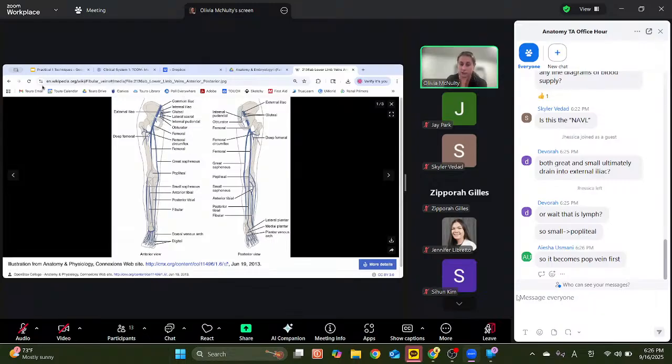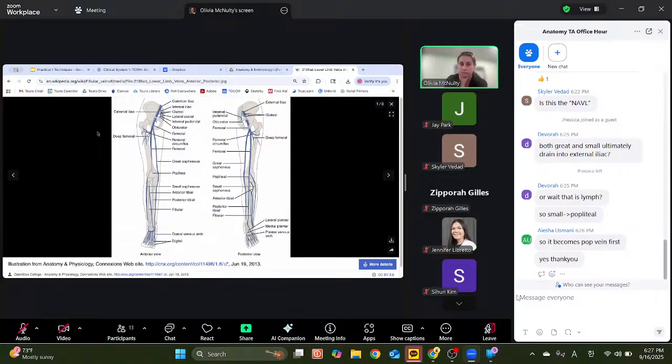Yes, it should become popliteal vein first. Yep, so you can track it right here. You see it going kind of into the popliteal and then going into the femoral. Yes. Is that good for venous supply? Great. Okay. Then let's do injuries.